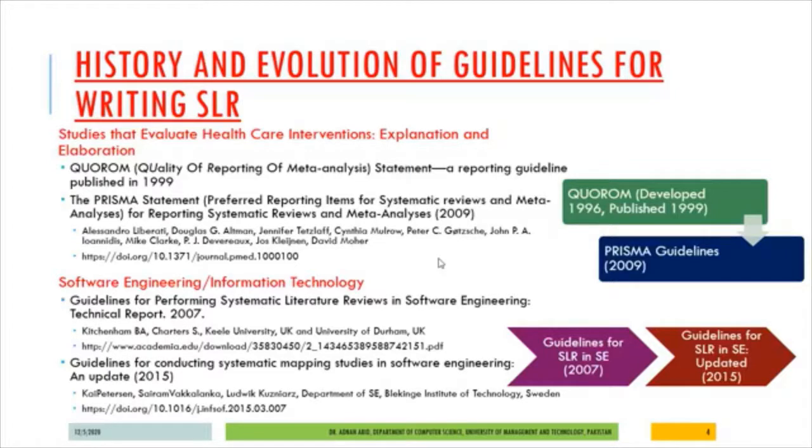May I tell you that these are reasonably generic guidelines, and they can be equally applicable and easily customizable for the rest of the domains as well. Particularly if we talk about the software engineering or information technology domain, we had guidelines presented in 2007 by some researchers from the United Kingdom, and subsequently in 2015 people from BTH Sweden revised these guidelines for writing structured literature reviews.